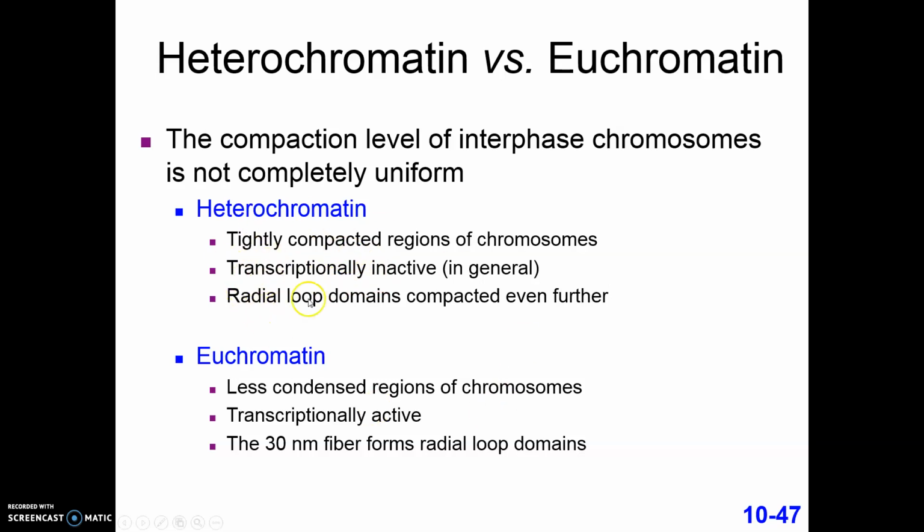So in that, we have the radial loops, but they're even further compacted, and I'll show you how that occurs. The euchromatin is transcriptionally active, and it is made up of those 30 nanometer fibers in radial loops. And those radial loops can be transiently unwrapped to allow transcription to occur.